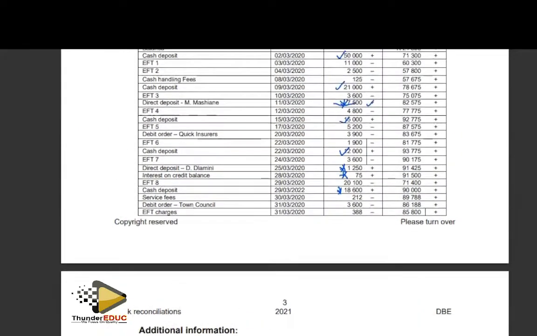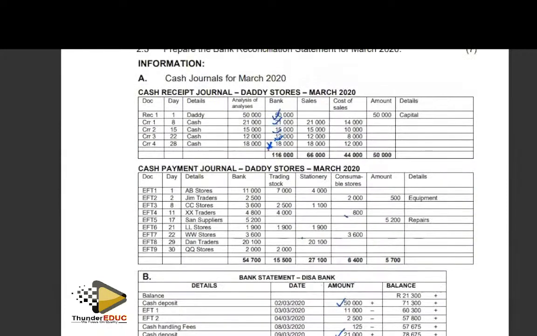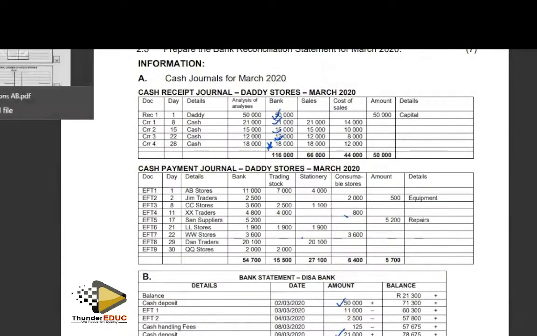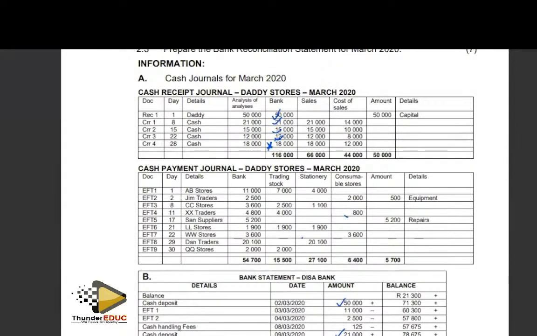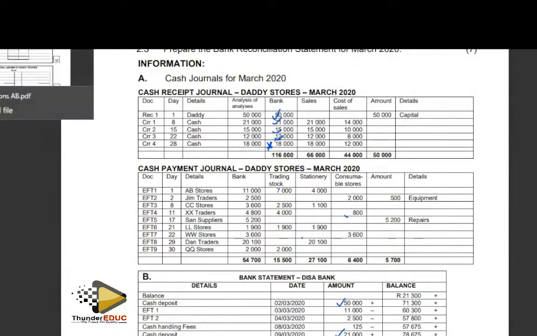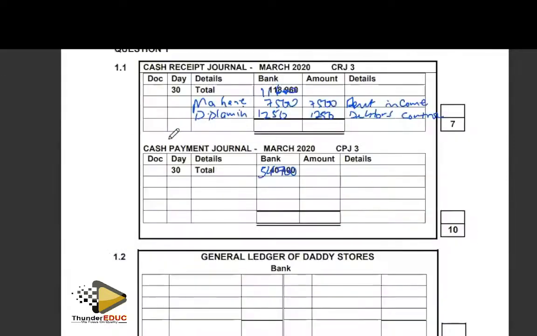So this 75 Rand, we're going to record it here. And how do we call that? Interest income, right? Unfortunately, they never gave us enough drawings here, so we're going to add on more drawings for us here so that we can record everything. The table was not complete. It's fine. Now, let me record the interest.